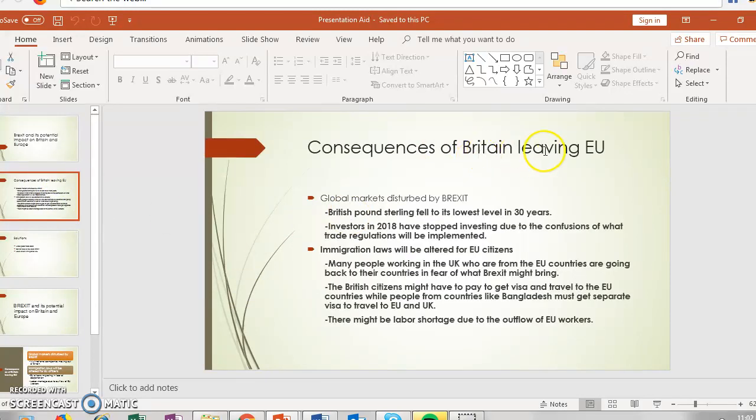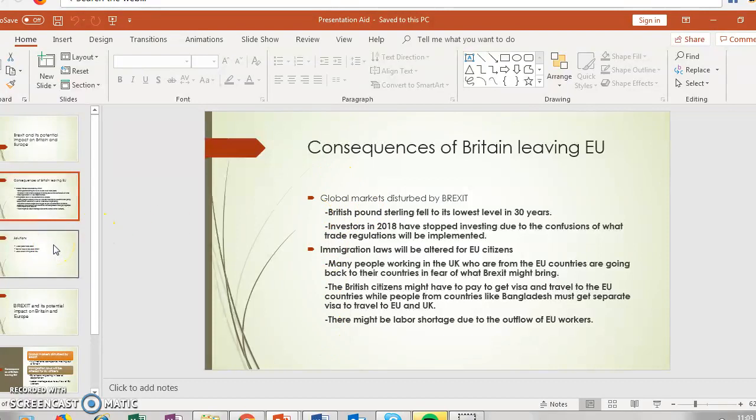This has the consequences of Britain leaving the European Union. So you can clearly see there's too much information in this slide. It does not follow the 6x6 rule. Moreover, if you look at these two bullet points, global markets disturbed by Brexit and immigration laws will be altered for EU citizens, these are in two different fonts, and one is bold, the other is not. So it clearly lacks consistency. Also, the dashes here are not aligned.